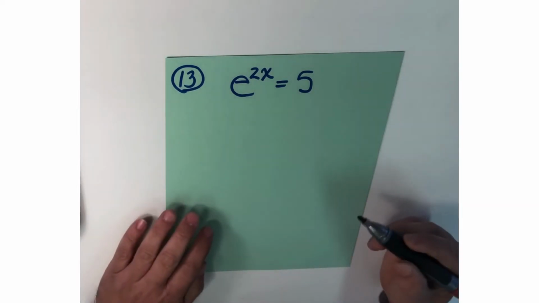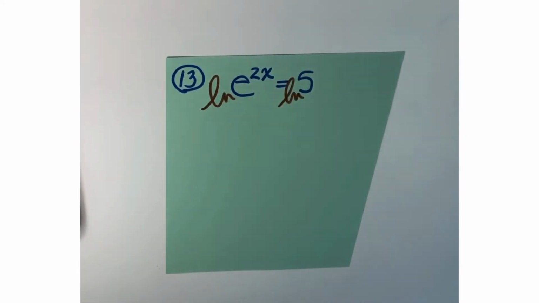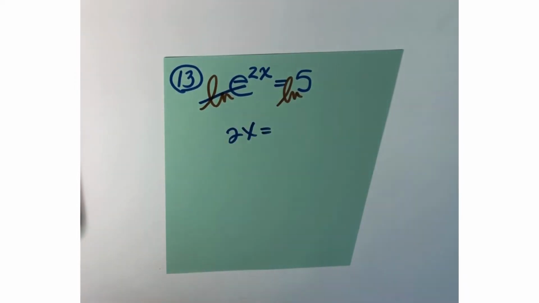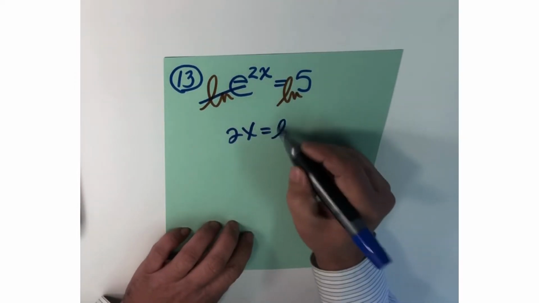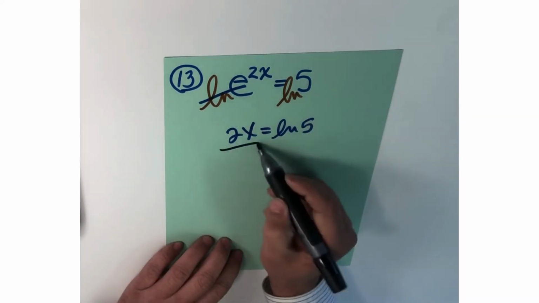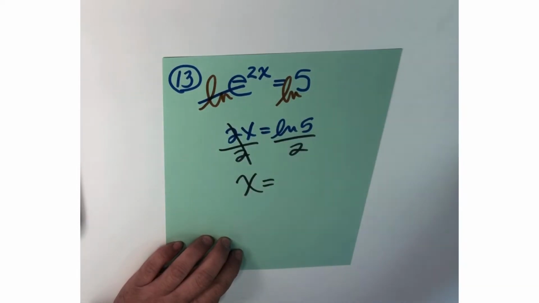How do we get rid of the e, Edwards? Well, let me introduce a Los Nietos student: ln. And now they are inverse operations and they go away. 2x is equal to ln of 5, okay? And if I wanted to solve for x, I simply divide by 2, and cancel, and I would get my x answer.